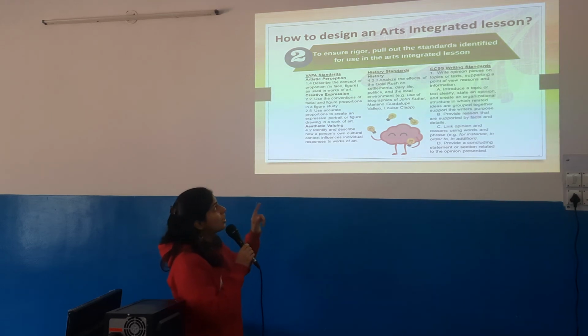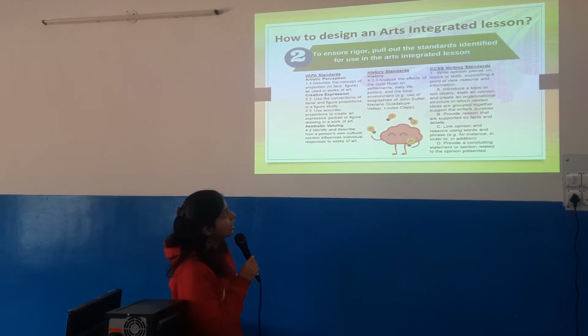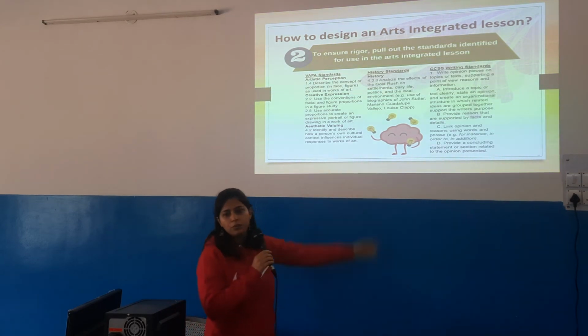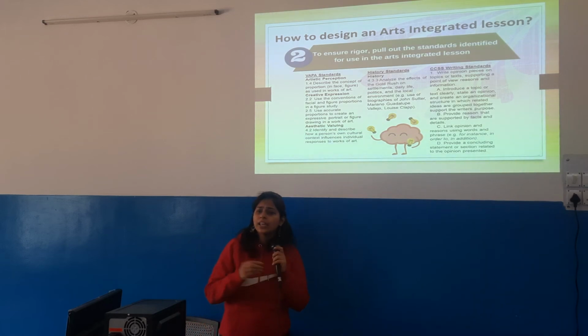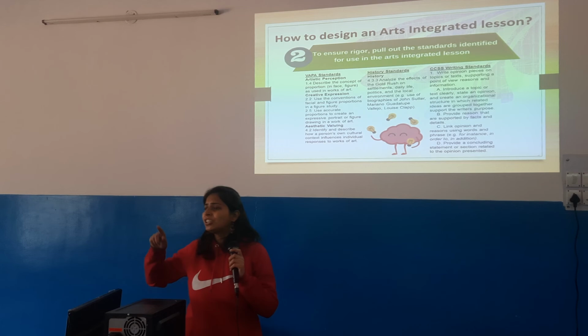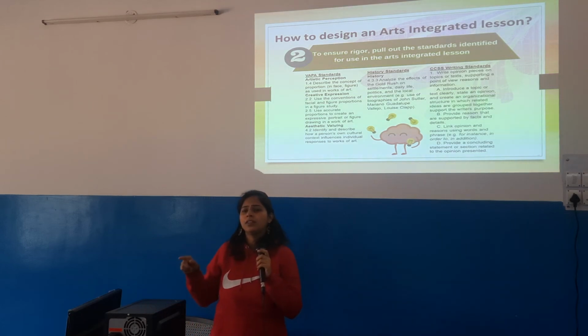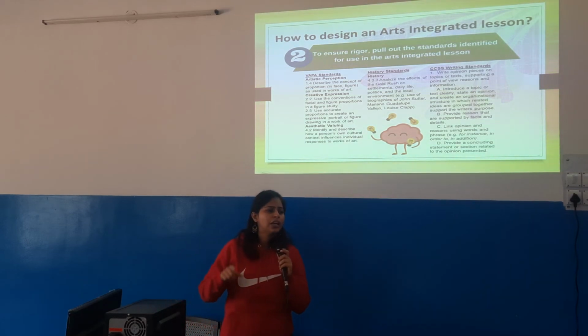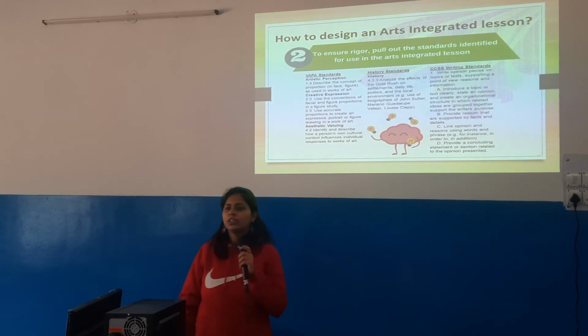Next, ensure rigorous pull-out of the standards identified for use in art integrated lessons. Here a few examples are given. If you read them, you can see how we can infuse a rigorous pull-out, which means regular working and channelizing at different levels so that the continuation of the chapter with art integration continues.